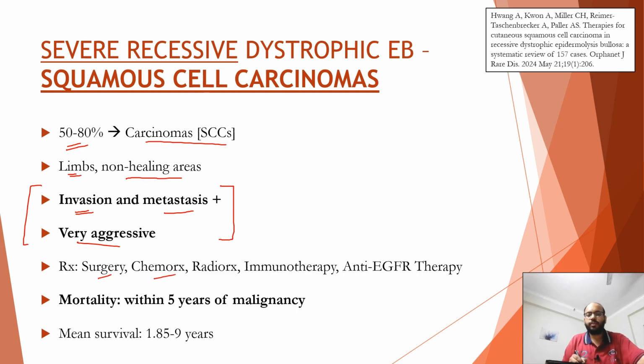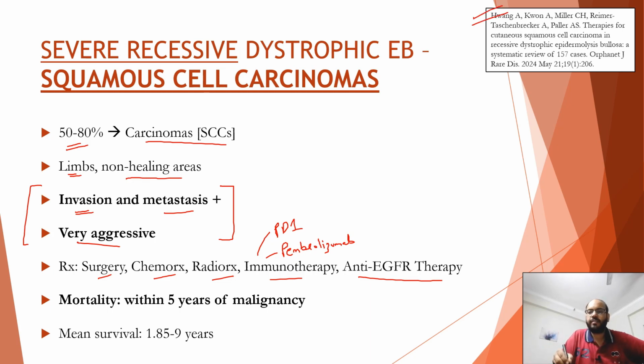Treatment includes surgery, chemotherapy, radiotherapy, immunotherapy. Immunotherapy is done by PD1 immunotherapy. There are also reports of use of pembrolizumab, individual case reports, anti-EGFR therapy. So these are all therapies which have been used to treat squamous cell carcinomas occurring in a setting of severe recessive dystrophic EB. If you want to know more about it, this article is good. If you want the full article, just let me know. Maybe I'll mail it to somebody or share in the group.